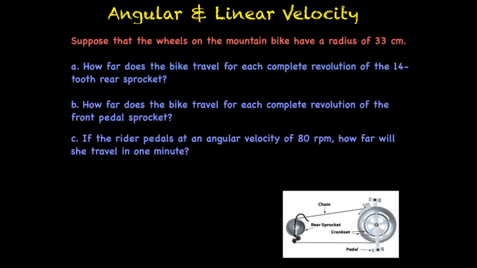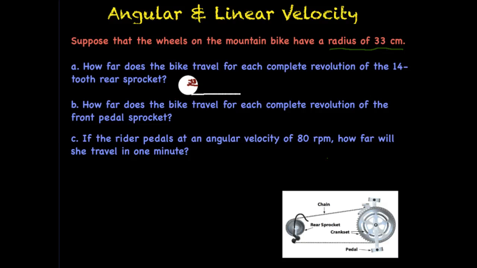Let's take this understanding and apply it to our bike example from earlier. How far does the bike travel in one complete revolution of the 14-tooth rear sprocket? And another thing to know, the bike wheel does have a radius of 33 centimeters. That's important to know. We need to know how far it travels, so we need to know the circumference, and the radius helps us find the circumference. Pause the video and see if you can answer these questions, and then we'll go through them.